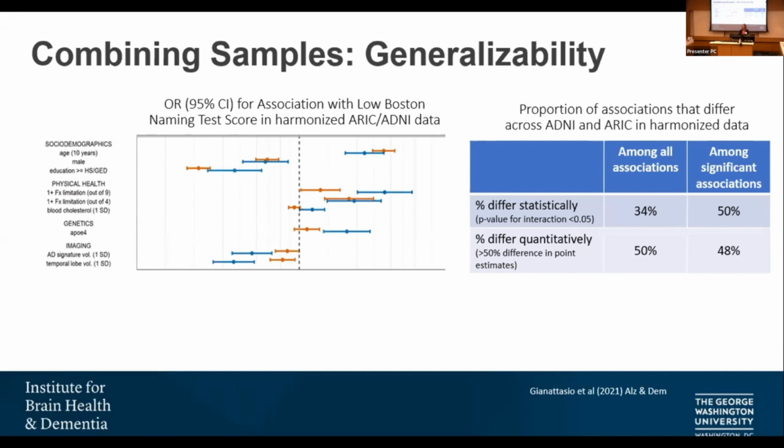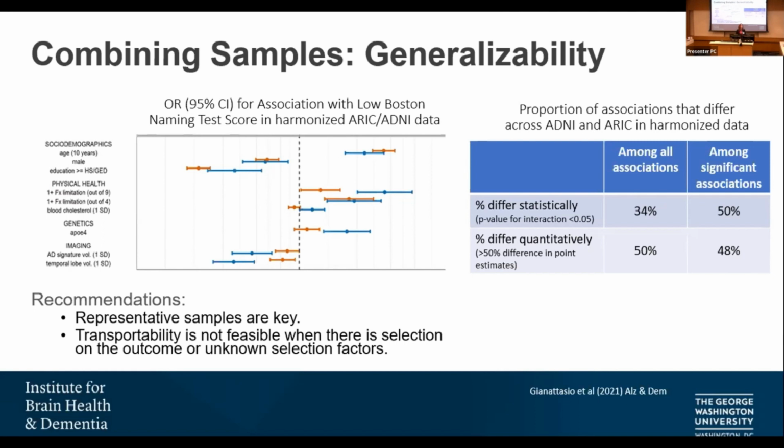So if we think about defining difference in terms of statistical significance, so right, that interaction between cohort and the exposure, 34% of all associations were significantly different by cohort. And that went up to about 50% if we restricted to the place where at least one cohort had a signal, right? Because if null is null is null, you're not going to see anything anywhere. And then we had even about 50% among all associations or among significant associations if we think about it quantitatively. So like a difference in point estimates that's meaningful.